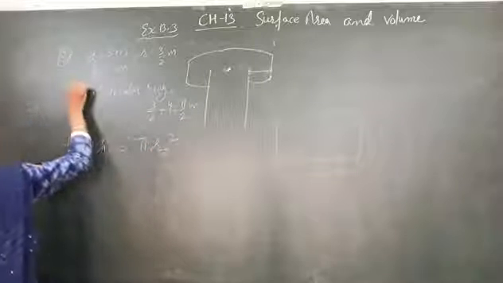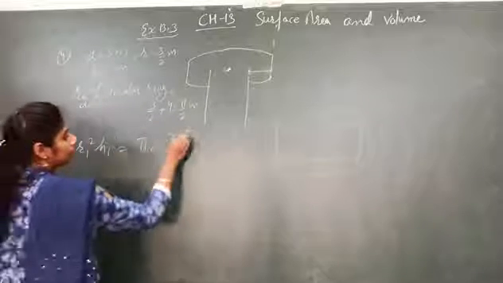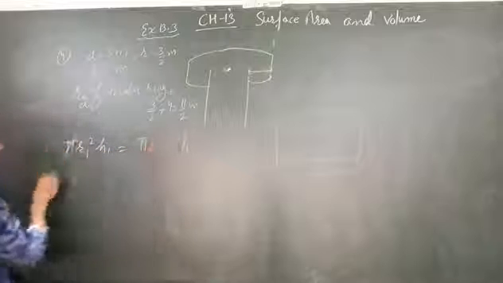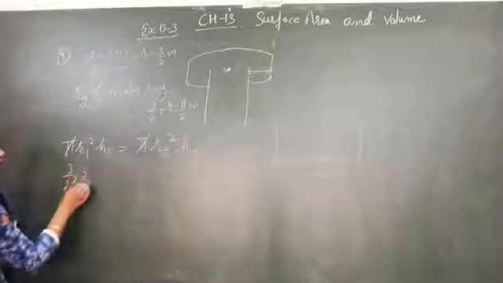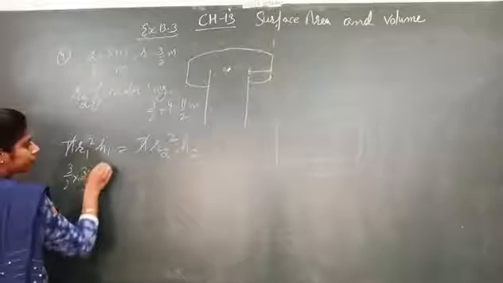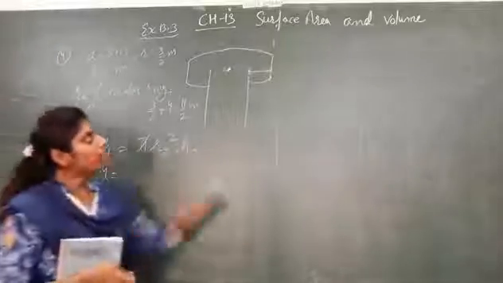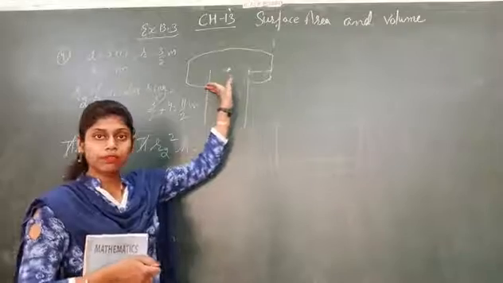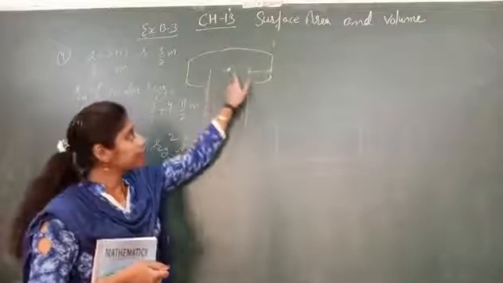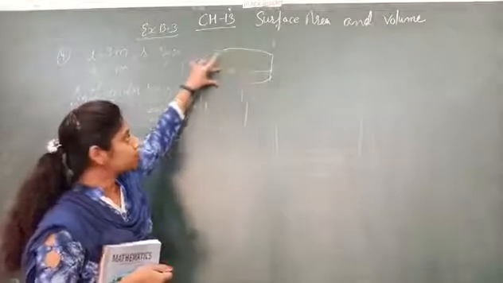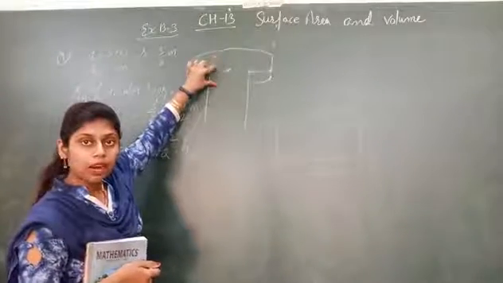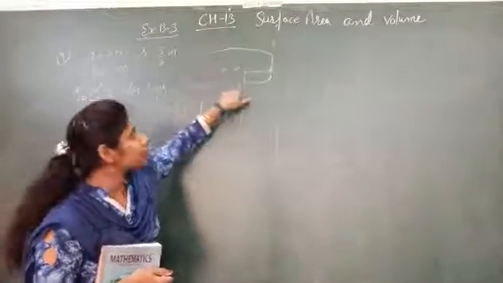You can write R2 here, H2. Pi will be cancelled. R1 is 3/2, 3/2, H is 14. Now, earth is only all around it, but we are considering the radius from this. So, subtract this part of that up to this point.